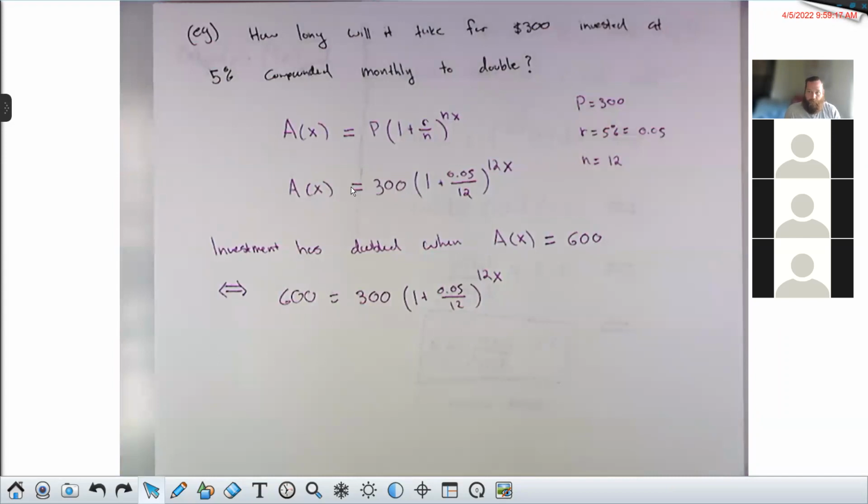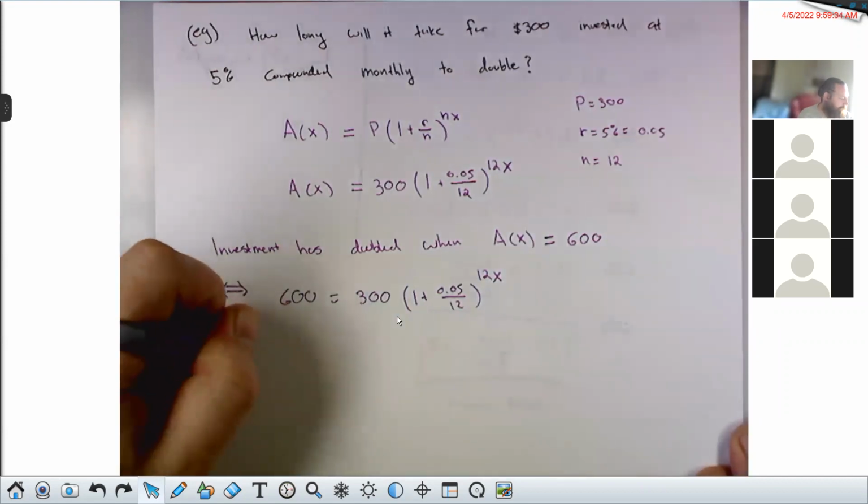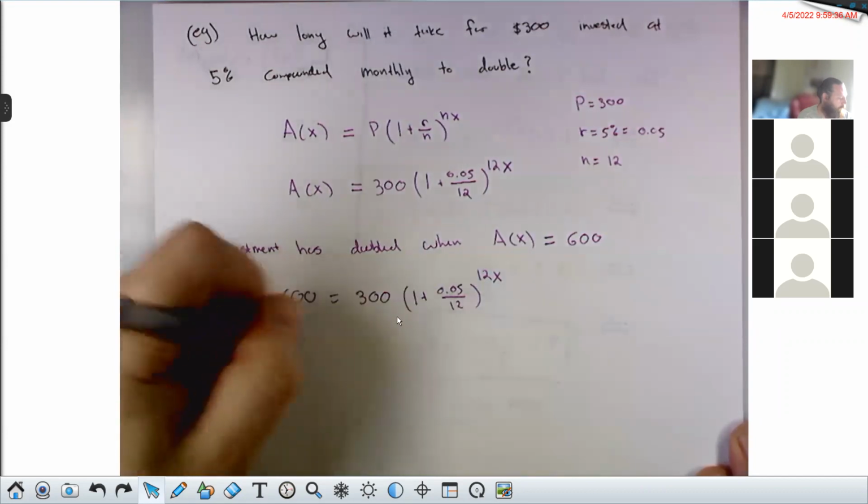My goal is to get x alone. And there's a lot of stuff in the way of that. We want to think of it like an onion, you know, you're going to peel the layers off. The outermost thing that's going on over here is this multiplied by 300. So to get rid of it, I'll divide both sides by 300. 600 divided by 300 is 2.